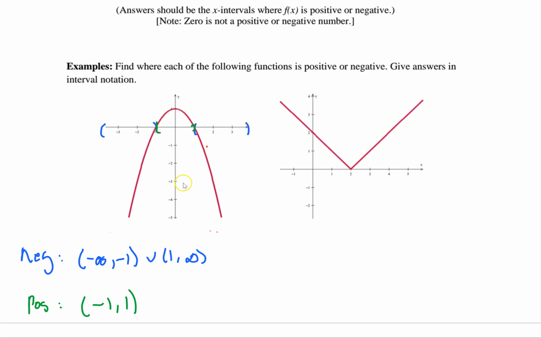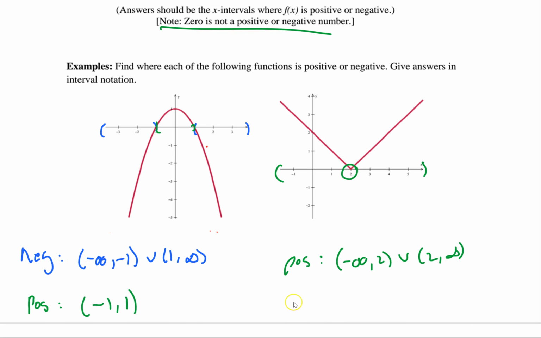If you look at this one here, when is it positive? Well, it's positive the whole way, except for here, 0 doesn't count. 0 is not positive or negative. So I'm actually going to do this: -infinity to 2, union 2 to infinity, because at that 2 we're at 0, and that's not positive or negative. And when is it negative? Well, it's never negative, so no solution.